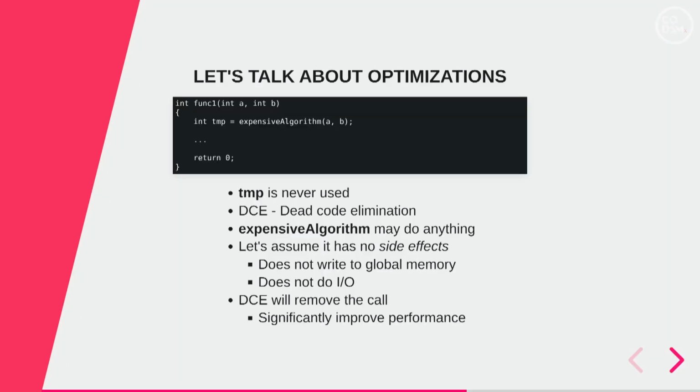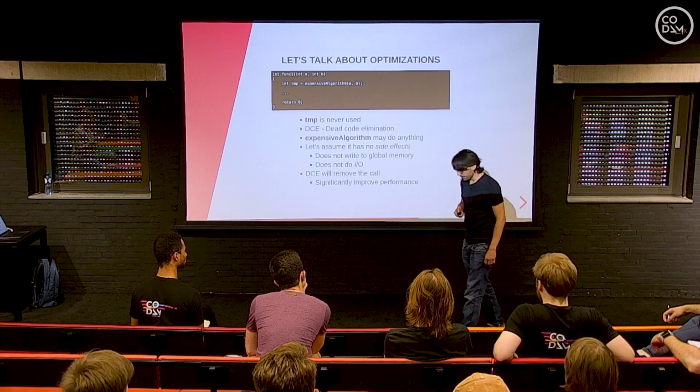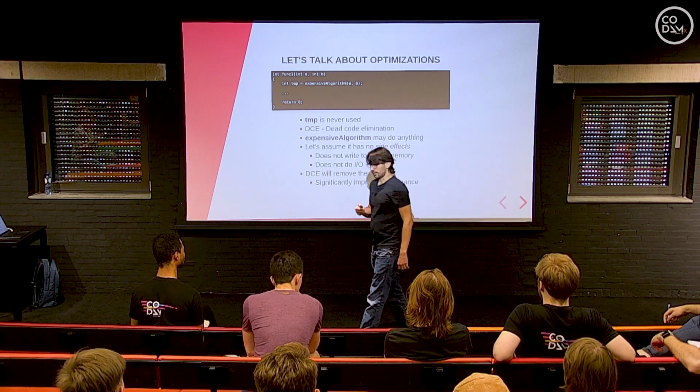This is a very simple example. So we have the TMP variable, which is assigned to the result of this expensive algorithm, a function call. It doesn't really matter what this function does. We can pretend it's doing something, maybe integer factoring, whatever, something that takes a relatively long time to run. And we can see that this variable is actually never used in this code. So the question becomes, can we simply remove the variable, remove the call, and make everything run fast? Well, we can if a certain assumption holds.